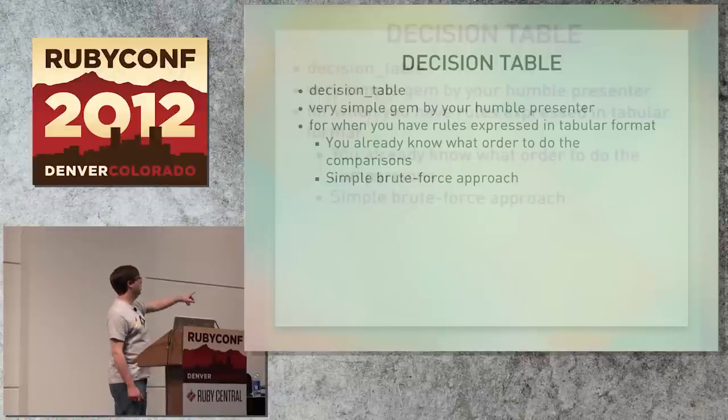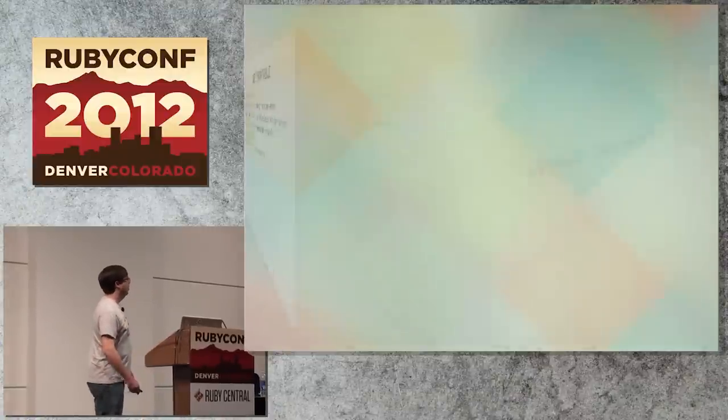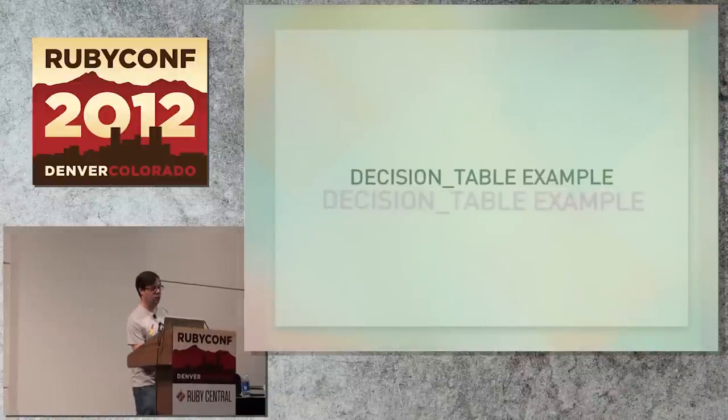And the key point is you already know what order to do the comparisons. That's what those algorithms are really figuring out, is what order to do the comparisons. And if you already know, you can just use a simple brute force approach like I did. So we can look at this as well.